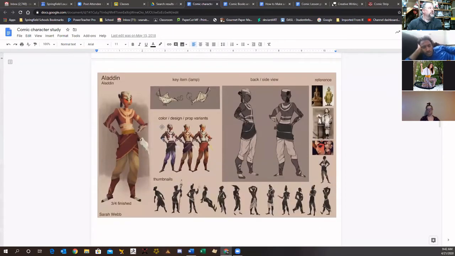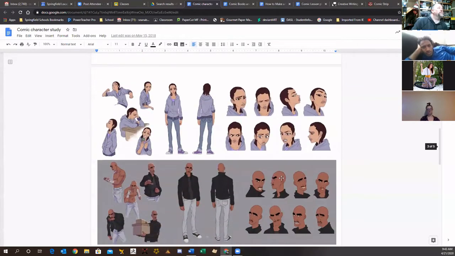Scroll down. This is a twist on Aladdin's story. And we have not only the characters in action poses, we have some reference for where these costumes are coming from. We still have a front view and a side view. We really don't have a back view on this one, though this says back and side. That is a back view right there. So we have props that go with it and then some different color costume variants.